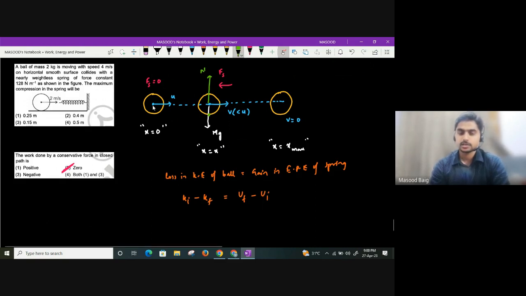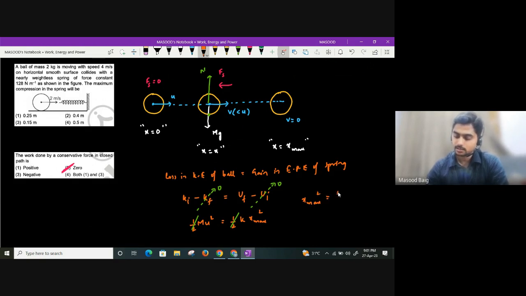You see, initially there is no elongation or compression, so the initial potential energy will be 0. Finally, you don't have any velocity, so the final kinetic energy of the block will be 0. So what will the initial kinetic energy be? Half m u square will be equal to half k x max square, guys. We can cancel out half and half. So what are we going to get for x max square? X max square, you will get as m into u square divided by k. So what will the x max value be? It will be u into root over m divided by k.